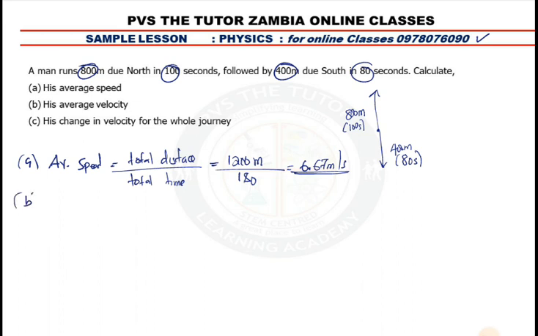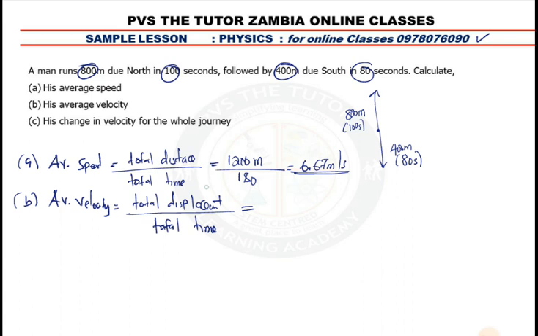Then B says his average velocity. Now there's a difference between velocity and speed. I think we know speed being a scalar quantity and velocity being a vector quantity. These two, despite having the same units, are two different things. So average velocity is equal to, now when we talk of velocity, we talk of total displacement, not total distance. Total displacement over total time.